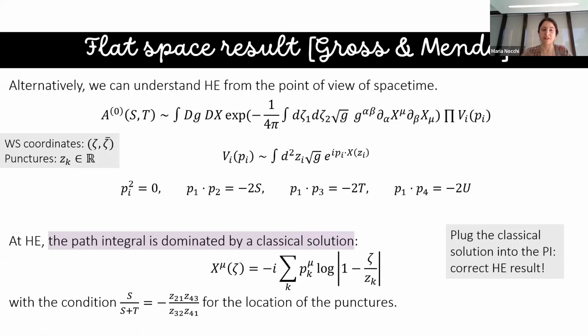At high energy, this path integral is dominated by a classical solution that you can write like that. It's in the paper by Gross and Mende. It's actually a very nice and easy computation. Then the next step is to plug the classical solution into the path integral, and you get the same high energy result that you would get with Stirling's formula or from the worksheet interpretation. One thing that you can already see is that you have a log of a modulus, so the function is single valued as you move around the position of the punctures, and we want to extend this fact, this intuition, to constrain the amplitude in AdS as well in this regime.